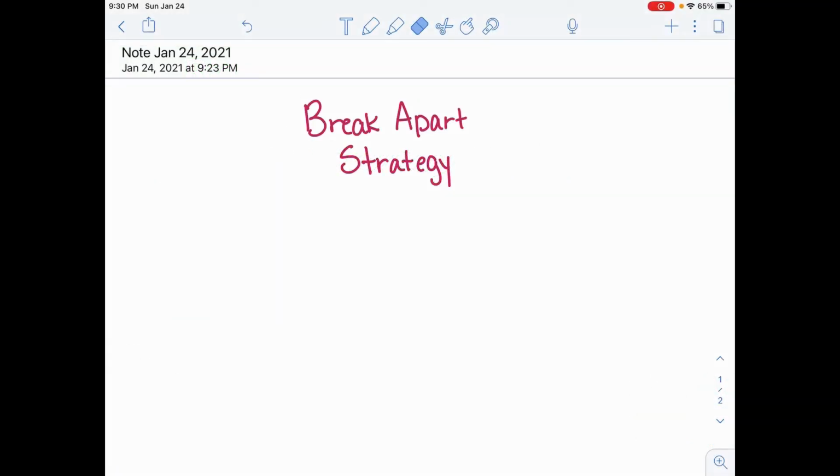Boys and girls, this week is all about the break apart strategy in math. The break apart strategy is a way to take a tough multiplication problem and break it down into easier pieces for us to solve. So for example, let's take a look at the problem 8 times 7. 8 times 7 is a tough problem because it's not one that's easy to remember for mental math. So we're going to use the break apart strategy.